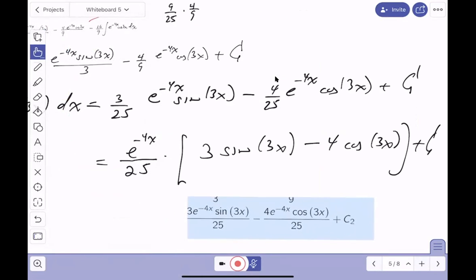Let's see, 3e to the minus 4x over 25 sine 3x. Wow, I got that term right. And I got this term right. Good deal. So the integration's done. I can't remember why you did that. Well, let's go back.